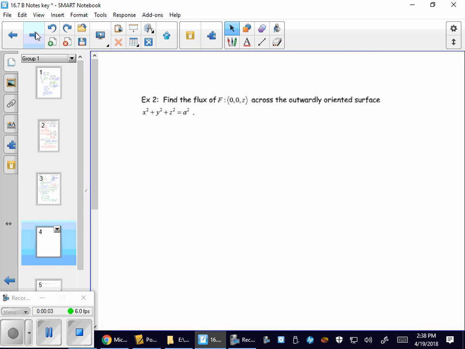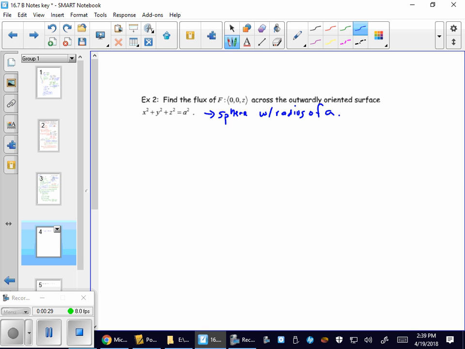All right, example number 2. Find the flux of the force which is given as 0, 0, z across the outwardly oriented surface x squared plus y squared plus z squared equals a squared. Hopefully we recognize this as just being a sphere with a radius of a. And again, we want this to be an outwardly oriented surface.